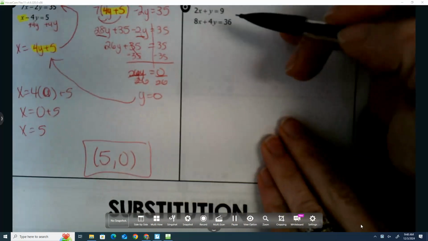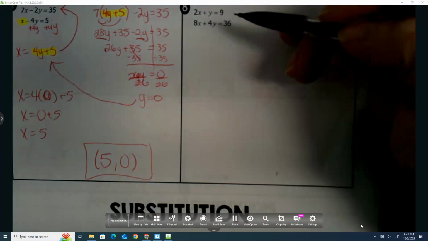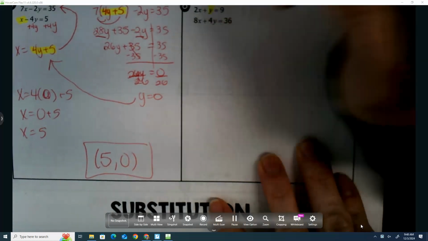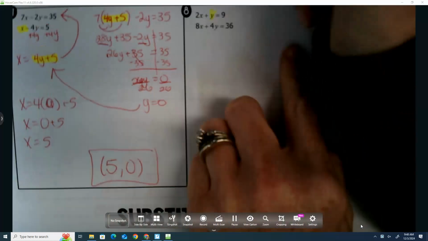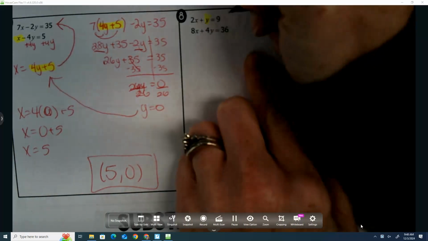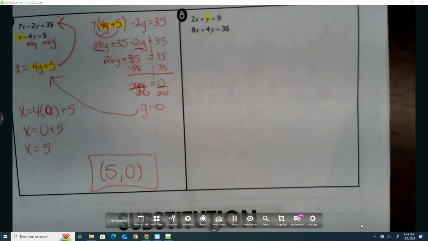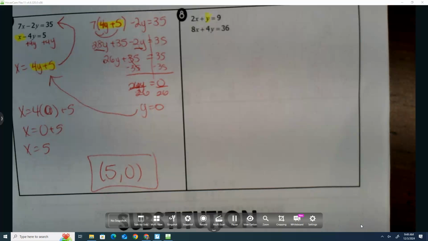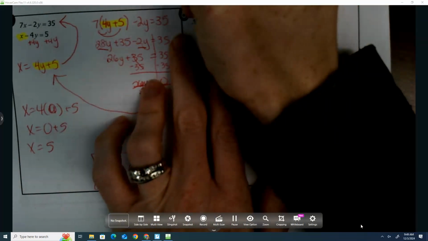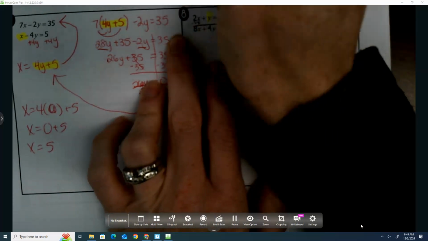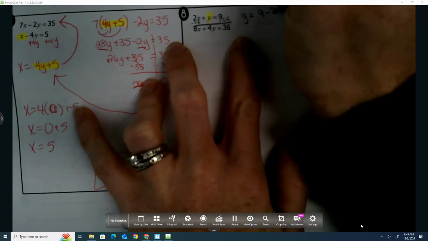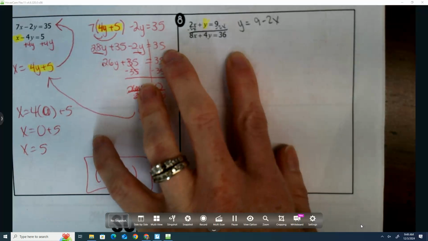Substitution requires that we take one of the equations and solve for one of the variables. Looking at this, I have a y by itself, so it would probably be easiest to take the first equation and get y by itself. How would I move over my 2x? What would we need to do? Minus 2x. Okay. So we get y is equal to 9 minus 2x, or you could say negative 2x plus 9.